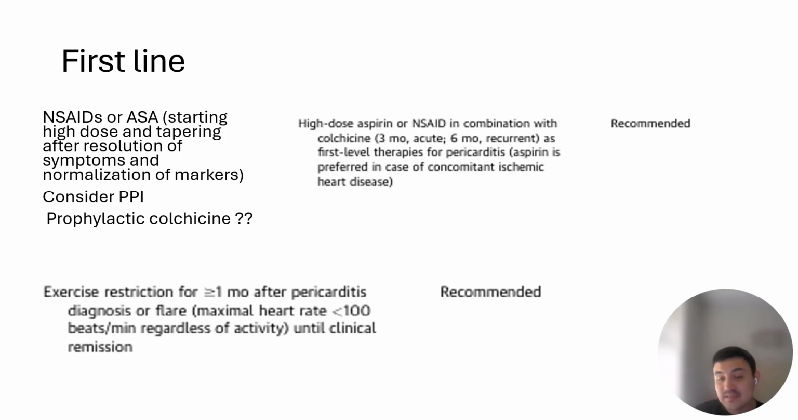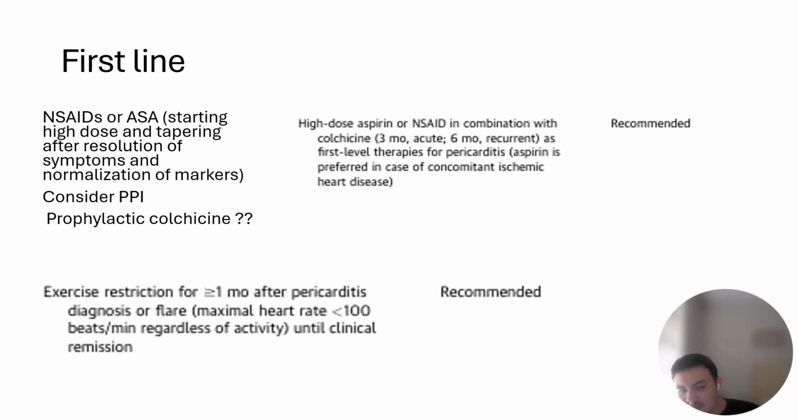That is why, if the patient is a young patient who plays soccer or basketball, you're going to recommend staying away from exercise, because that is going to increase the recurrence of acute pericarditis. Remember, less than 100 beats per minute. Now, this is important to understand.